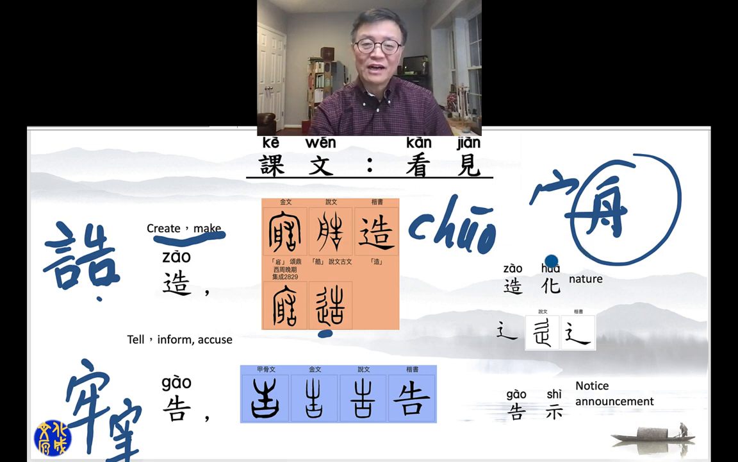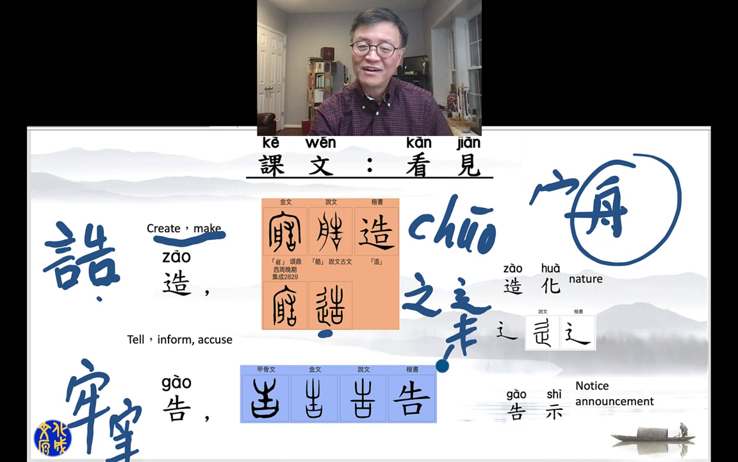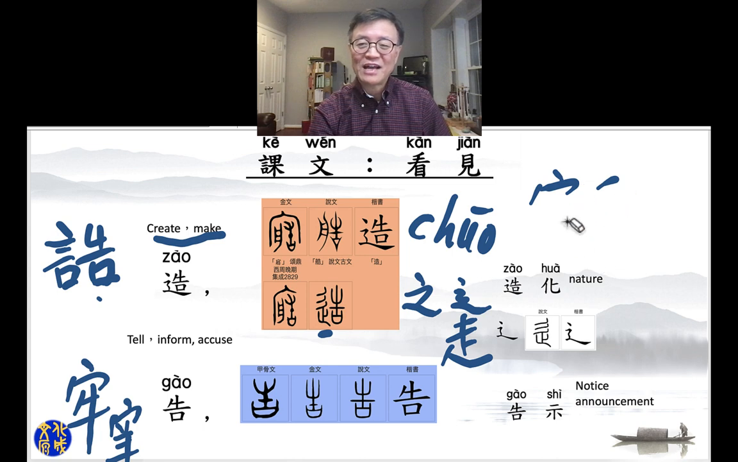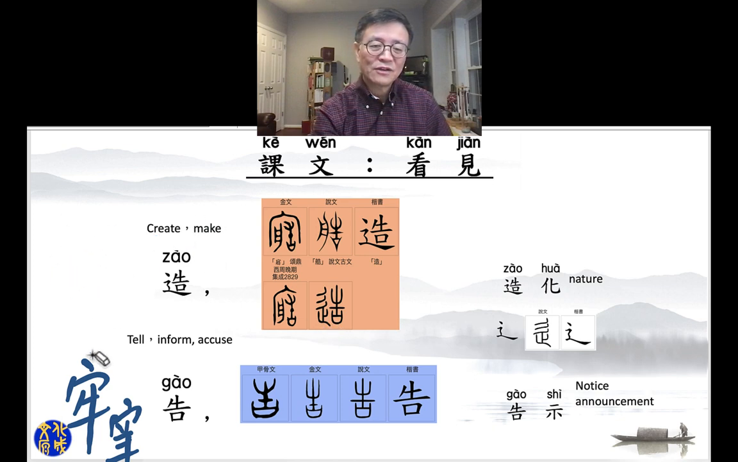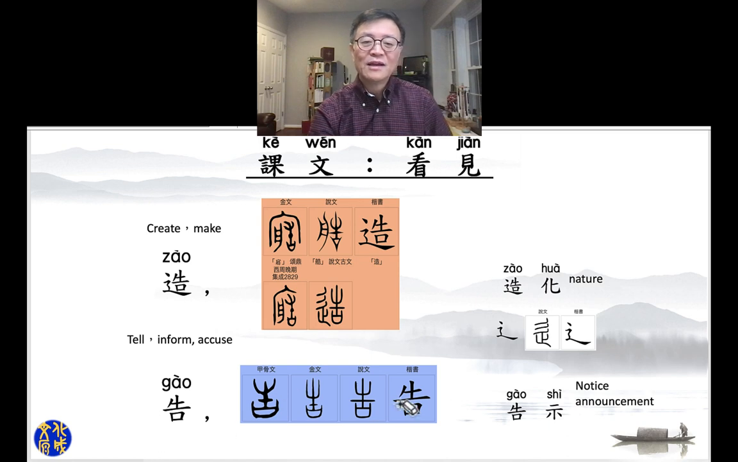So eventually, later on, when you want to create something, you want to take action, and also take action fast. So it transformed to be like this: 走之, right? This is 走, remember? 三十六文, I'm going to review this for you now, alright? Okay, so that's creation, and the meaning of 造. So you understand how it transformed, how it evolved, right? Then you get the meaning. Okay, that's 造. And 告.